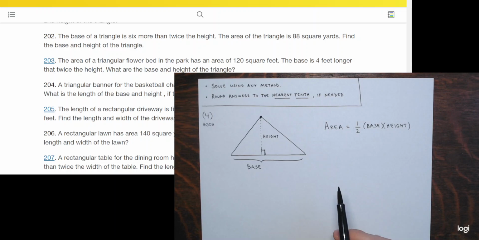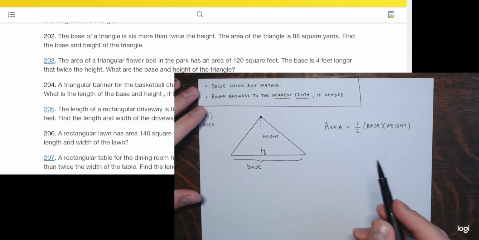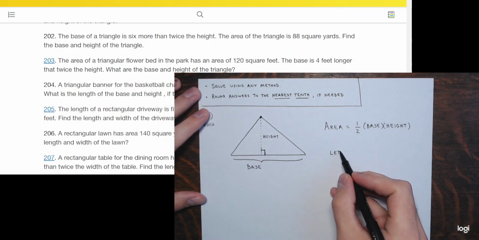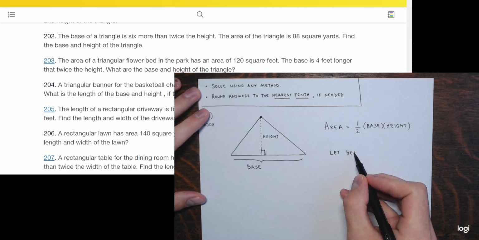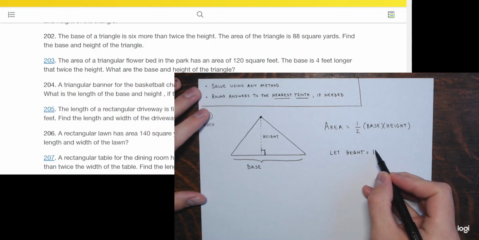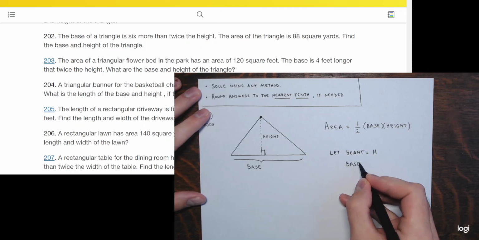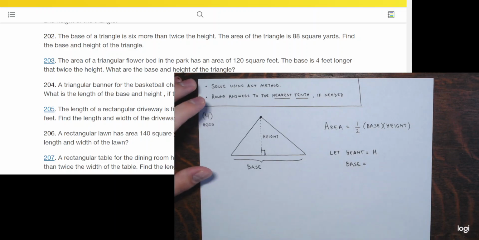Now, reading through the problem again. It says the base of a triangle is 6 more than twice the height. So I'm going to say let the height be h, h for height. Then the base is the other thing we're asked to find. We're asked to find the base and height of this triangle. Now you could call the base b if you wanted, but as I said, you don't really need to introduce more variables if you don't have to.